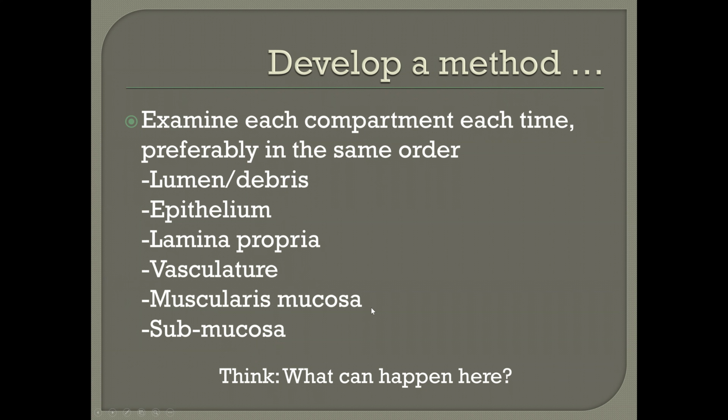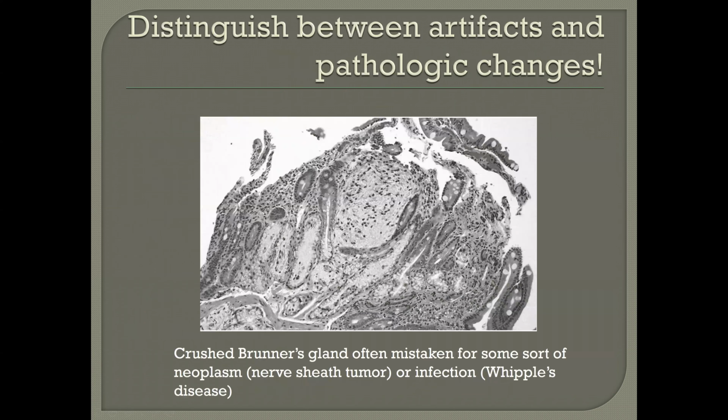What's going on in the muscularis mucosa? Is there a neoplasm there? Is there evidence of myenteric cells and so forth? And then finally, what's in the submucosa? As you think about what can happen here with each of these sites, you'll be more likely to correlate the clinical findings and not miss significant things.